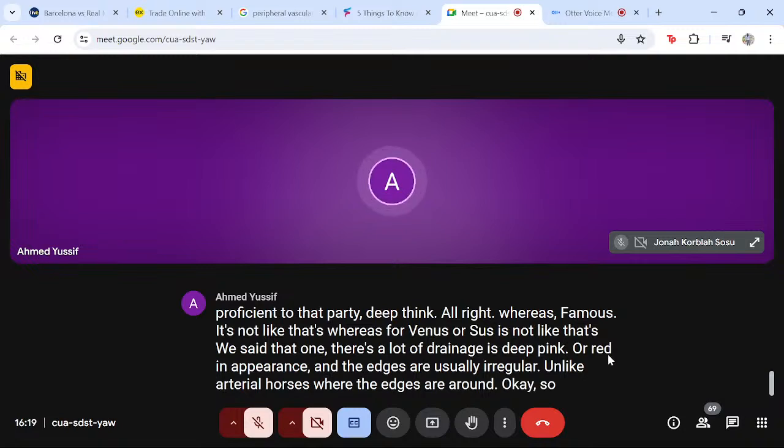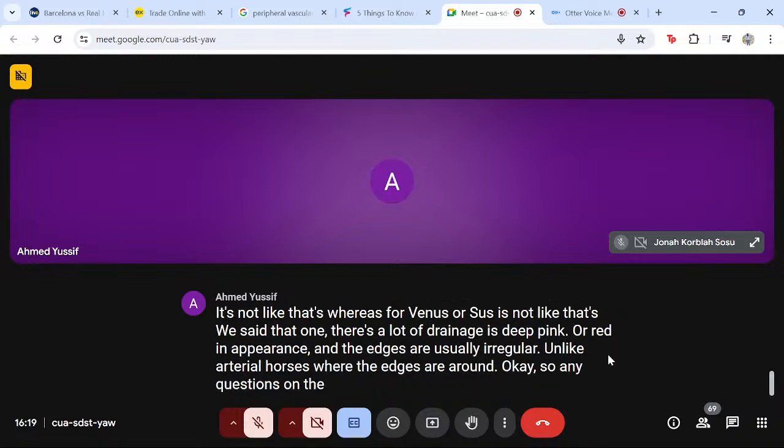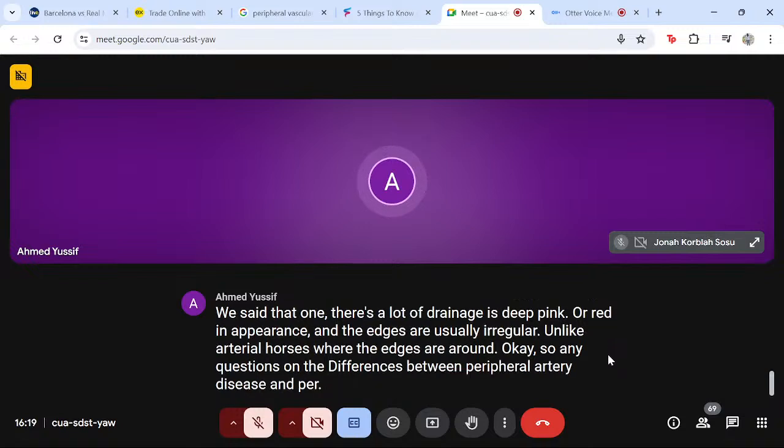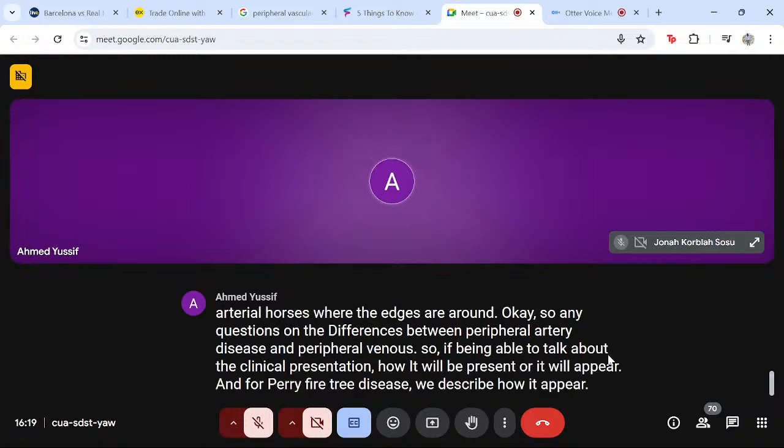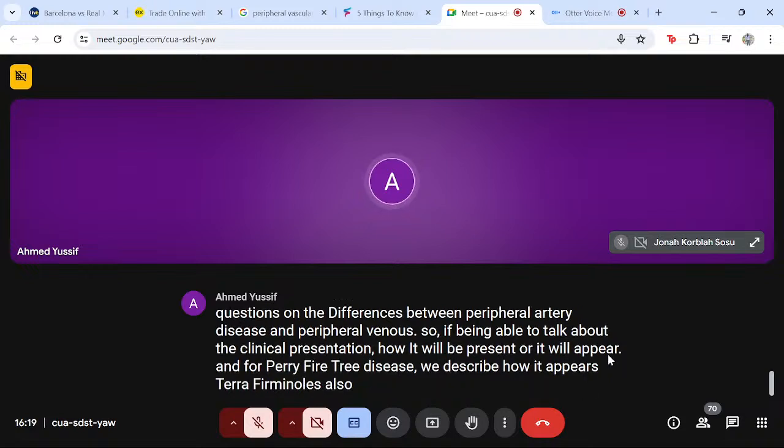Okay. So any questions on the differences between peripheral artery disease and peripheral venous? So we've been able to talk about the clinical presentation, how it will be present or how it will appear. And for peripheral artery disease, we've described how it appears. Peripheral venous disease, we've also described how it appears.